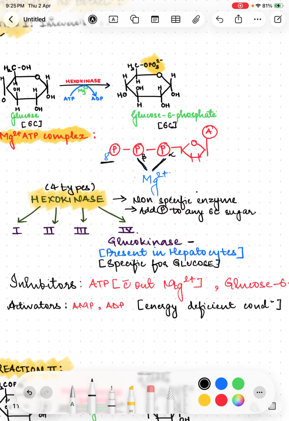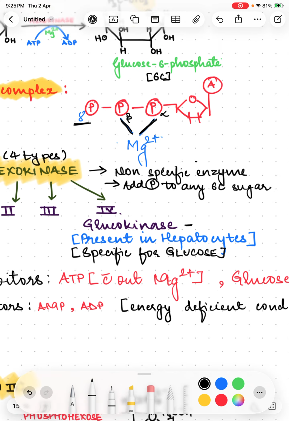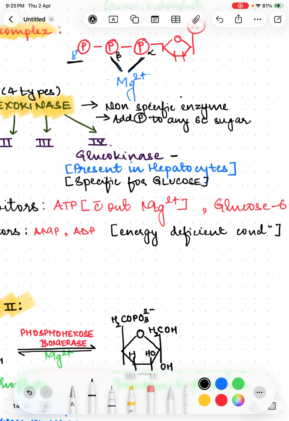Now as we have said, there are 4 types of hexokinases: type 1, type 2, type 3 and type 4. Type 4 is glucokinase, which is specific for glucose, and adds a phosphate to the glucose molecule. It is present in hepatocytes.